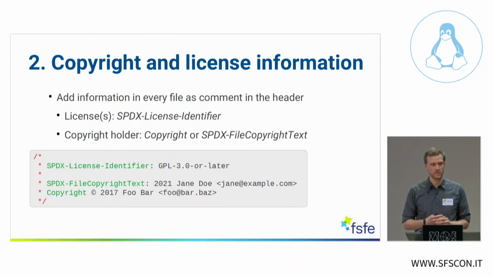Then the second step is to add copyright and licensing information to all files. So we have 2 parts of information, the license, and again, here we use the license identifier and use the SPDX license identifier tag for this. And you add the copyright holder. Can be one, can be multiple ones. So in this example, we have a file here with a comment in this file. We have a GPL 3.0 or later as a license. And you have 2 copyright holders, namely Jane Doe and Foo Bar.